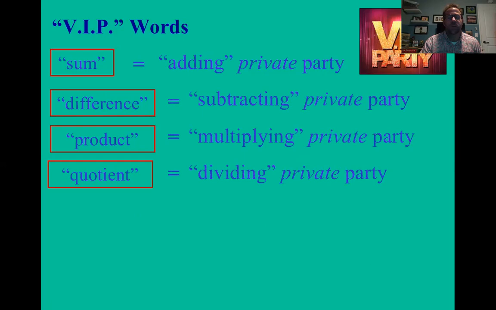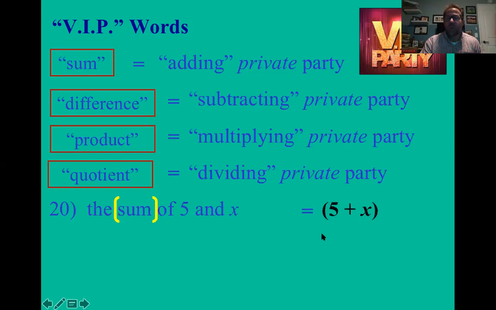So I'm going to give you some examples here. Okay, so here we go. Number 20 on your notes. The sum of 5 and x. So that word sum right there, that's a private party word. It's a VIP word. So we know it's an adding party. Sum means add. So you have to ask yourself, well, who's at the party? Who got invited to the party? Well, you can see it's 5 and x. And if it's a private party, we want to normally put parentheses around them. So this is a private VIP party that 5 and x got invited to. So (5 + x), okay, VIP party.